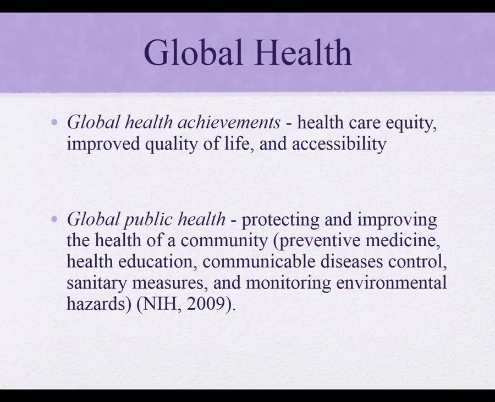So, global health achievements are things like healthcare equality, improved quality of life, and accessibility. Global public health is protecting and improving the health of a community. So how do you improve and protect the health of a community? Things like preventative medicine, health education, communicable disease control, sanitary measures, and monitoring environmental hazards. Doing all of those things together can really focus on global public health. And not doing it just within one community, but looking at how people all over the world work together to do these things.